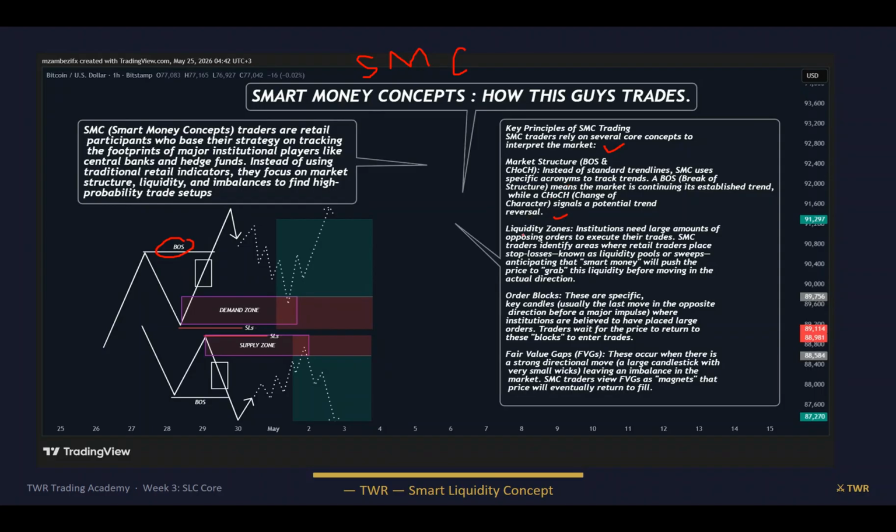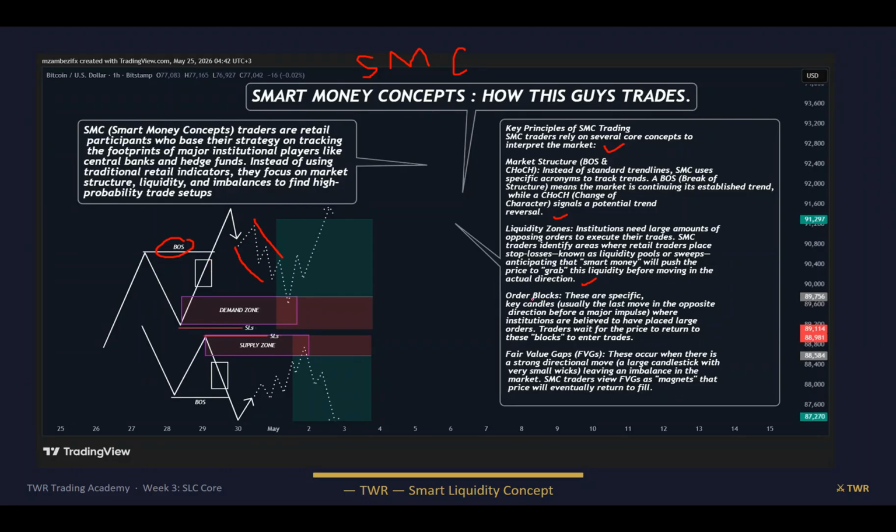Then they wait for liquidity zones. Institutions need large amounts of opposing orders to execute their trades. SMC traders identify these areas where retail traders place stop losses, known as liquidity pools or sweeps, anticipating that smart money will push price to grab this liquidity before moving in the actual direction. So you'll find that price is creating trendline liquidity, like this one is a trendline liquidity. Then it left a gap like this.